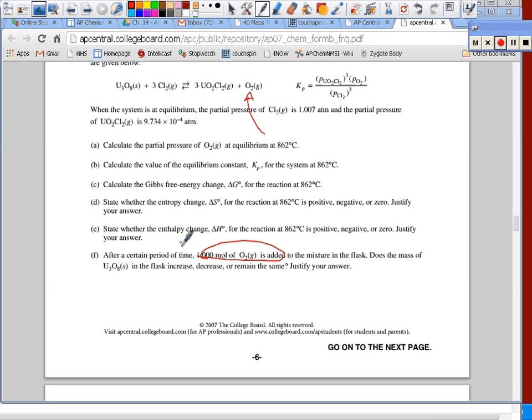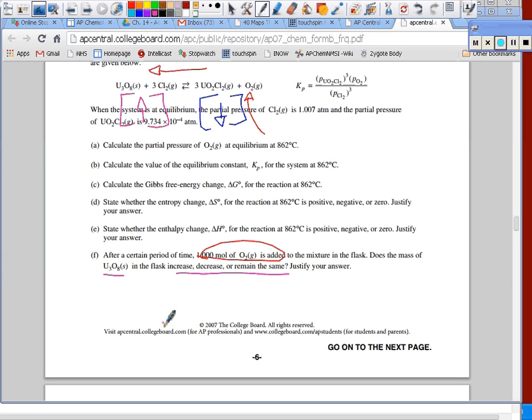To the reactants. So what's going to happen to the concentration of your products? The concentration should decrease. And what should happen to the concentration of your reactants? It should increase. And here is where you're going to miss it. Does the mass of U3O8 in the flask increase, decrease, or remain the same? Here's what you're going to say: it's going to remain the same because solids do not affect the equilibrium. That's what you're going to want to say.